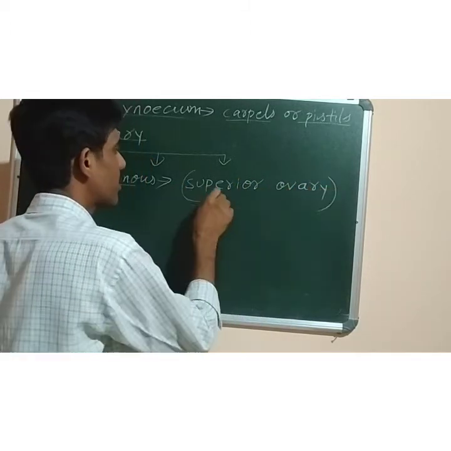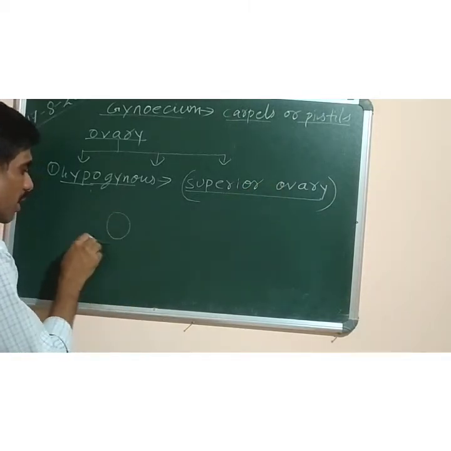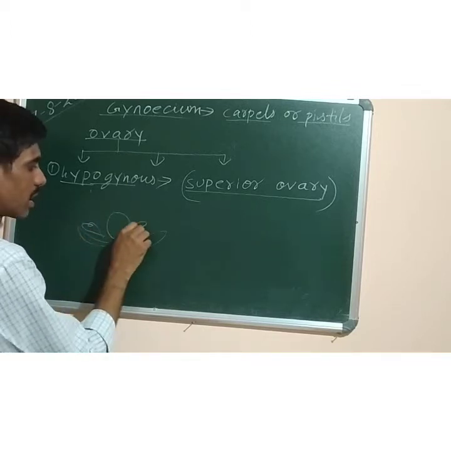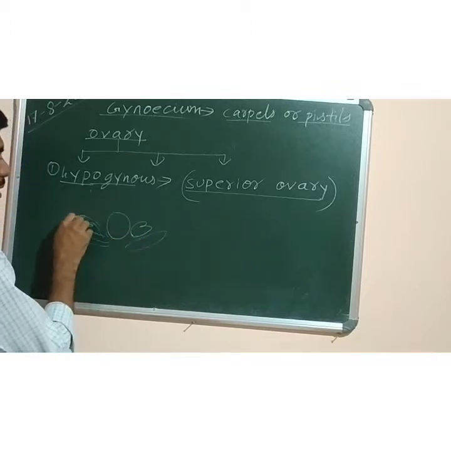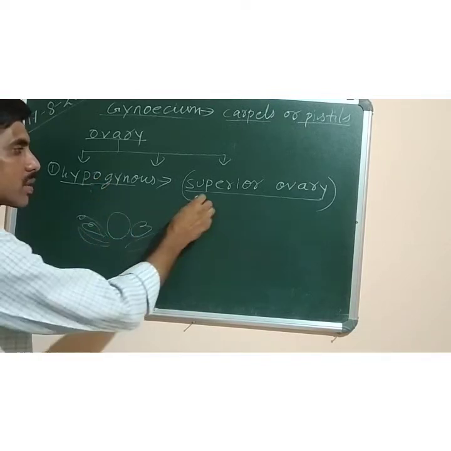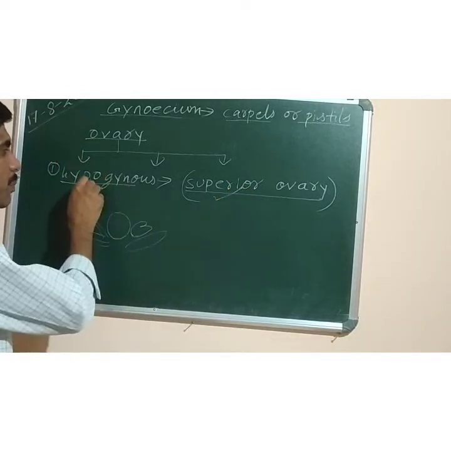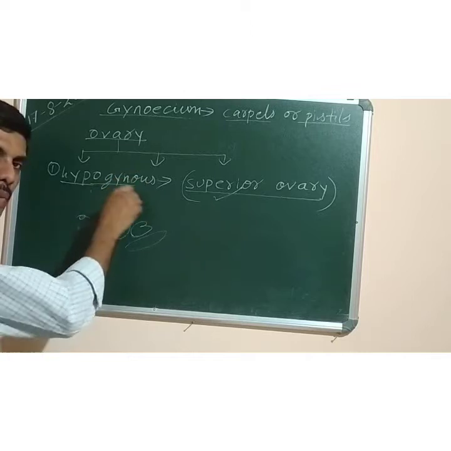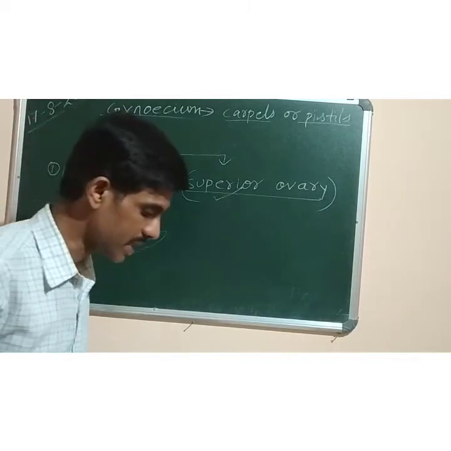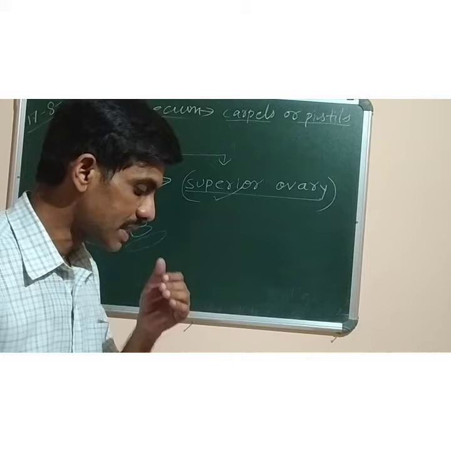Now look, like this you have to understand. Superior ovary means ovary is located at the top. Now calyx, corolla, everything is located below it only. Corolla, androecium, they all are present down. The position of ovary is at the top. Such an ovary is called superior ovary. Understood? And why it is called hypogynous? Hypo means below, gynous means the female part. So below the female part, all the 3 whorls of the flower are present. That's why it is called hypogynous. Now next one is epigynous.